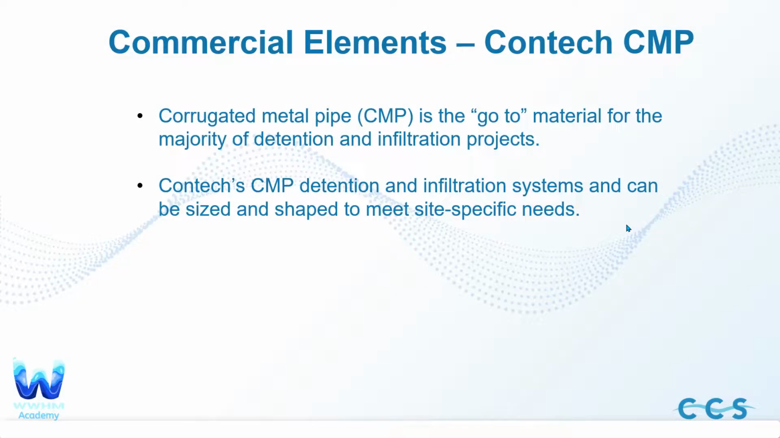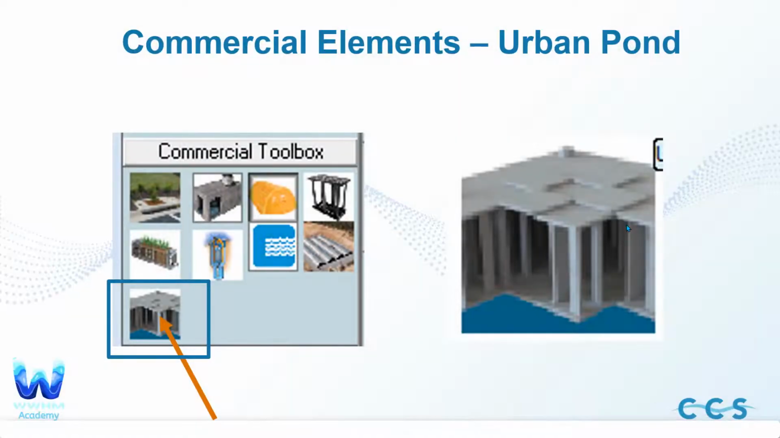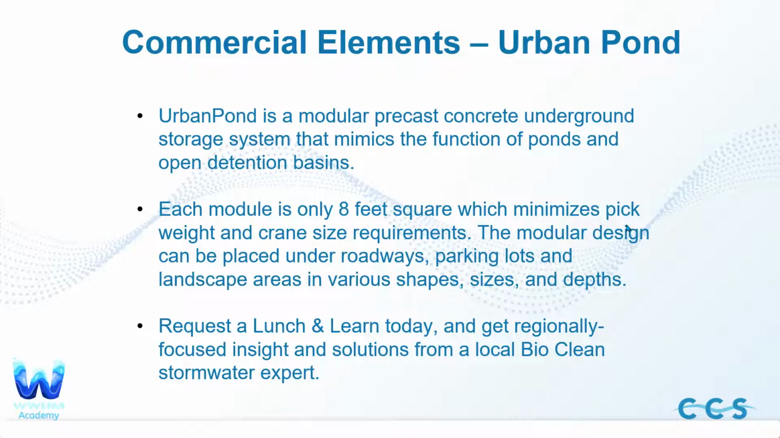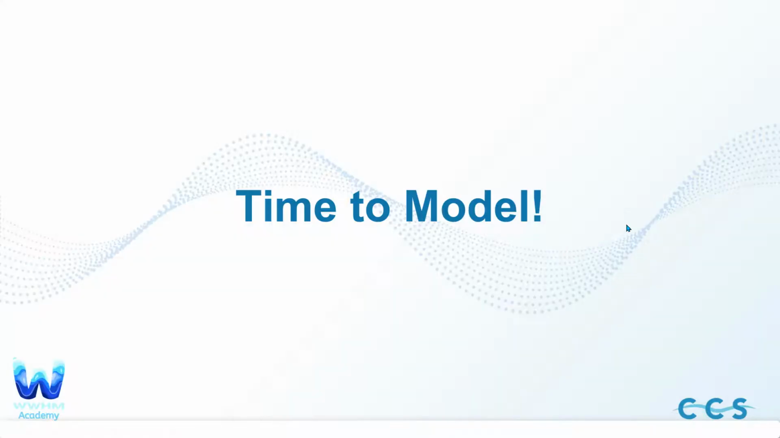The Contech CMP, it's a corrugated metal pipe, and can be a go-to material for those detention and infiltration projects. Just another way to do that. Then the Urban Pond is a concrete underground storage system. And you can modify the modules quite a bit, how many different ones there are, how many rows, and its area. So it's another one of those underground stormwater management ones.